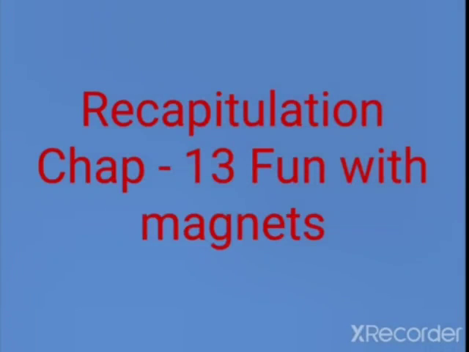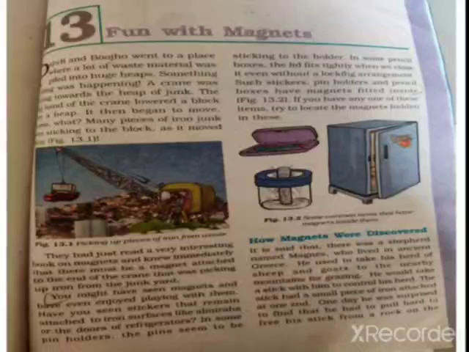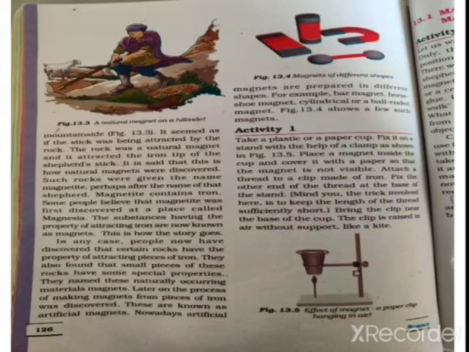So now, recapitulation of lesson number 13, fun with magnets. You use magnets in many things: in your compass box, refrigerators, cupboard doors, and many other things. It means you widely use magnets nowadays. You enjoyed playing with them also. I told you a story about how magnets were discovered. Do you remember? Natural magnets were discovered in Magnesia.